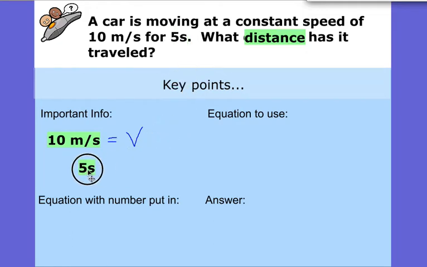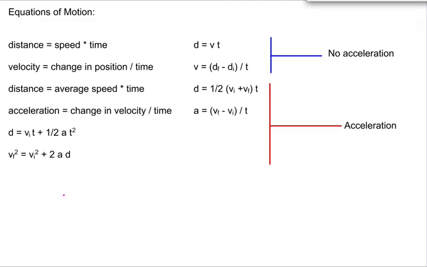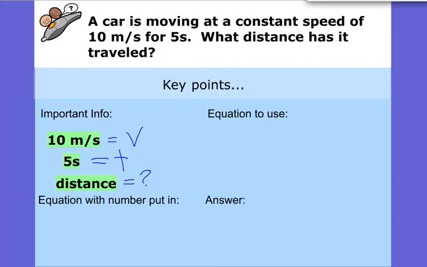And then if I'm going for 5 seconds, that's a time. And they want to know what distance. So that's what I'm trying to figure out. So my distance is my unknown, my time is 5 seconds, my velocity is 10 meters per second. I look for an equation that uses those three things, d, v, and t. So I go back and I go, okay, this one does. And so I'm going to use that equation.